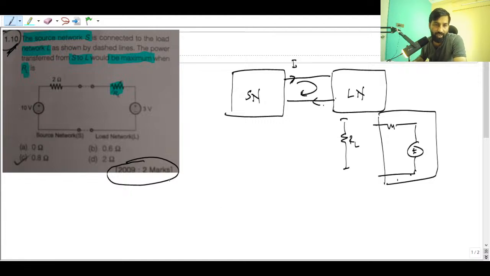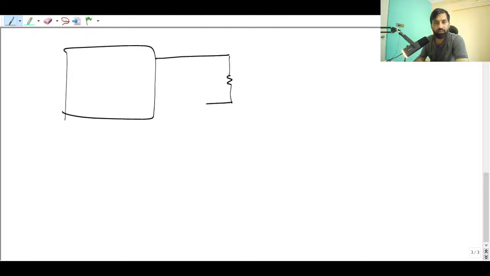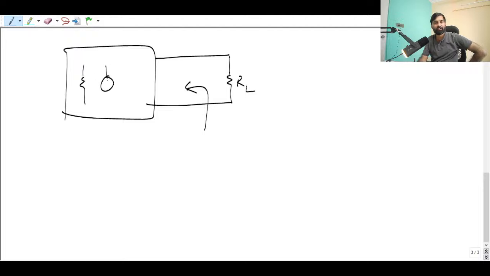Now, you want to transfer the maximum power. I think you can recall this, I'm just going to tell you: suppose any network is given, suppose this is a network, and there is a load resistance RL. You can Thevenize this entire network. This network will have a resistance and a voltage source like this. You can look back into the network and make this black box as RTH, and this is nothing but VTH.